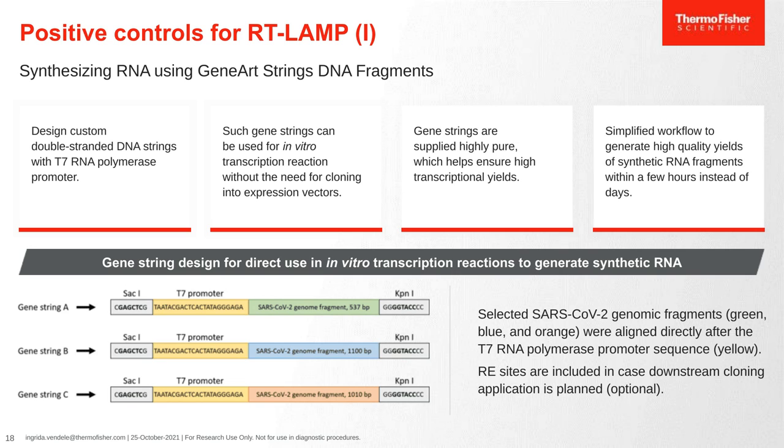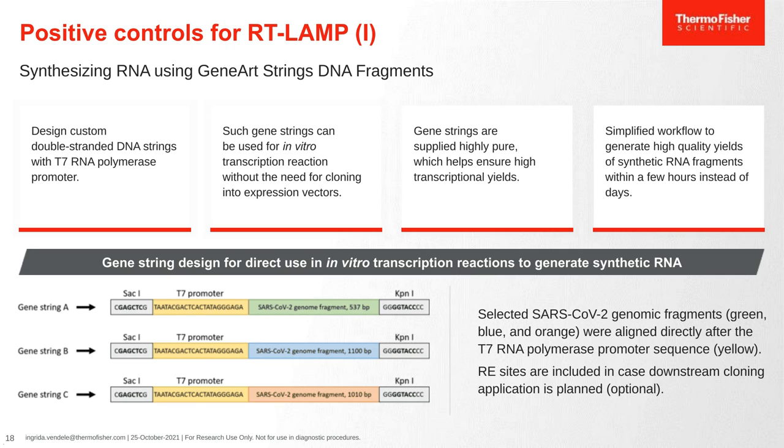And here we're looking at 3 gene strings that we used to produce our internal RNAs. Double-stranded DNA strings contain T7 RNA polymerase promoter upstream, and also had restriction sites added on both ends, just in case downstream cloning application is planned, but they are optional and absolutely not required. Such gene strings can be used for in vitro transcription reaction directly, without the need for cloning into the transcription reaction, which shortens your workflow significantly.